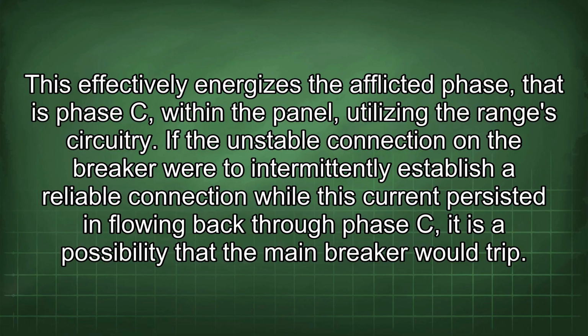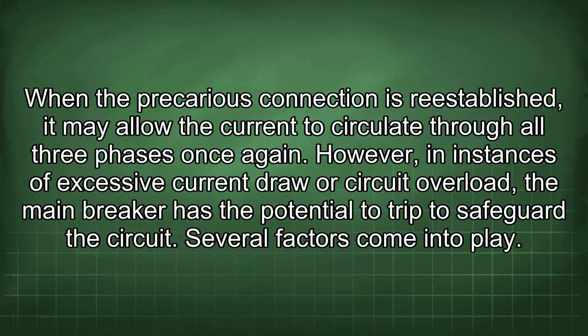If the unstable connection on the breaker were to intermittently establish a reliable connection while this current persisted in flowing back through phase C, it is a possibility that the main breaker would trip. When the precarious connection is re-established, it may allow the current to circulate through all three phases once again. However, in instances of excessive current draw or circuit overload, the main breaker has the potential to trip to safeguard the circuit. Several factors come into play.